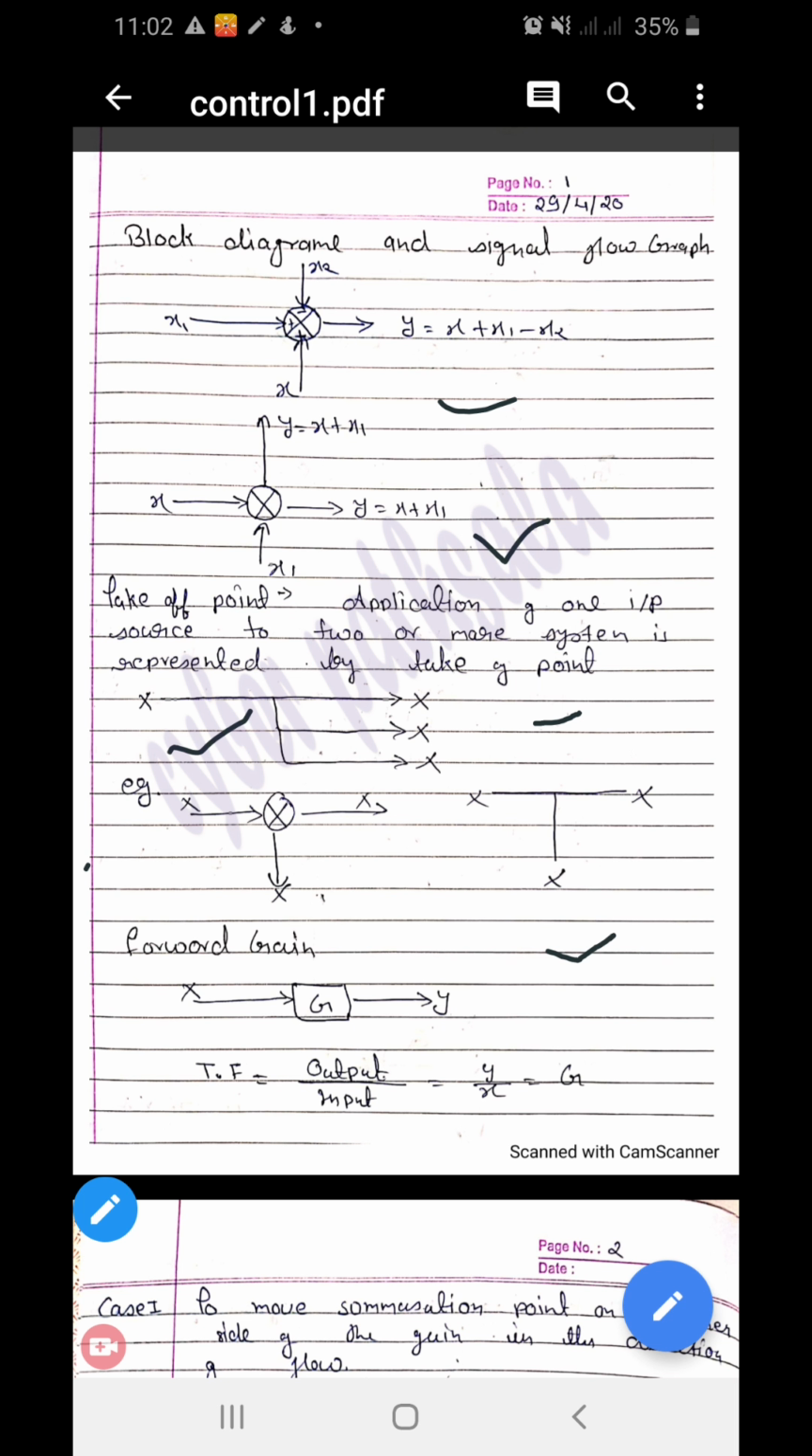Okay, so moving towards the forward gain, or G, the transfer function. Basically, the transfer function is the ratio of output upon input, and as you can see, the output is y, the input is x, and the gain is g. So the output is equal to gx, and as you take the ratio you will get the transfer function y upon x, that is g.